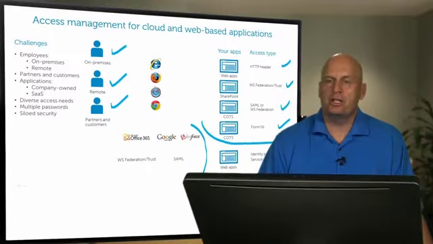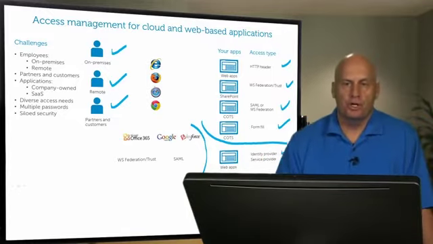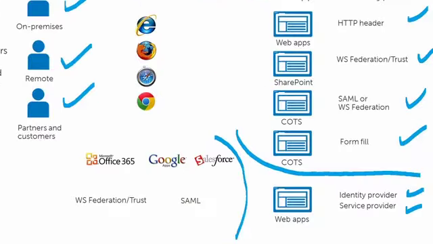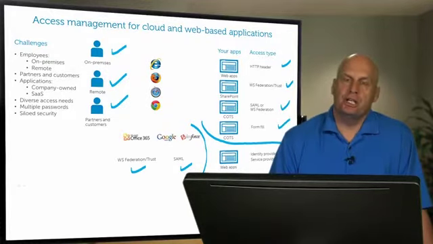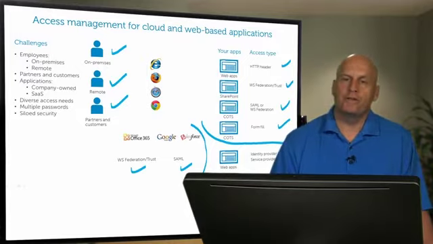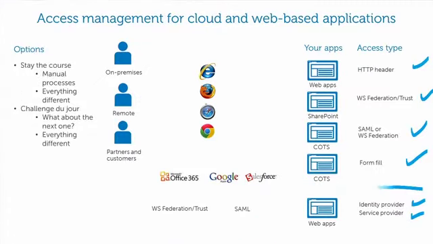And that doesn't even mention the software as a service applications such as Office 365, Google Apps, and Salesforce, which may use a variety of authentication options. For example, Office 365 uses WS Federation Trust, and Google and Salesforce use SAML. So what you get is diverse application needs, which means your users have a lot of passwords and they're not necessarily consistent, as well as security is done in silos. One way for one application, another way for another application, one way for on-premise users, another for remote users. So let me wipe the slate clean and we'll talk about the options available to deal with this.